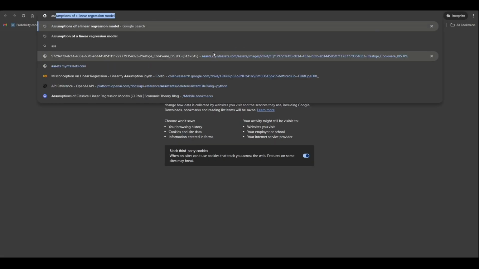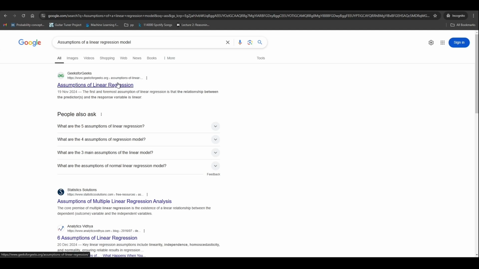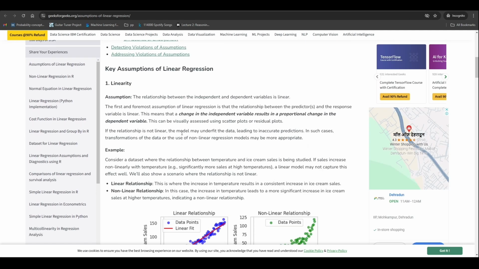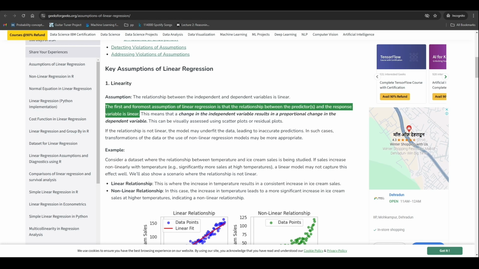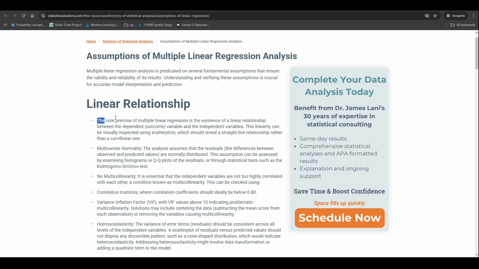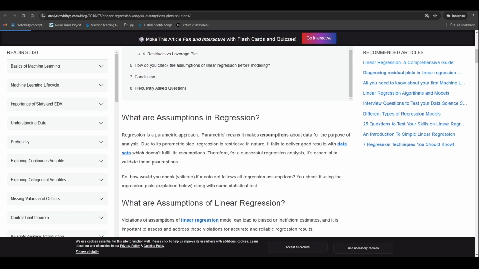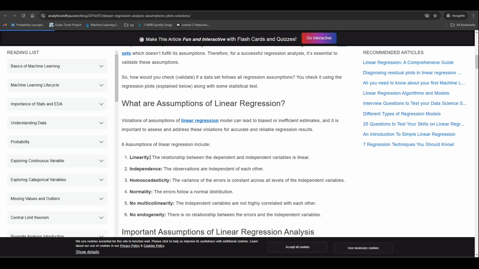If we Google assumptions of a linear regression model and click on the top three links, the first one is from Geeks for Geeks. The first assumption it states is that there should be a linear relationship between the predictors and the response variable. The second website is called Statistic Solutions and it also says the same thing. In fact, it even says that the relation should be in a straight line and not curvy linear. The third website is called Analytics Vidya and it also says the same thing, that the relationship between the dependent and the independent variable is linear.